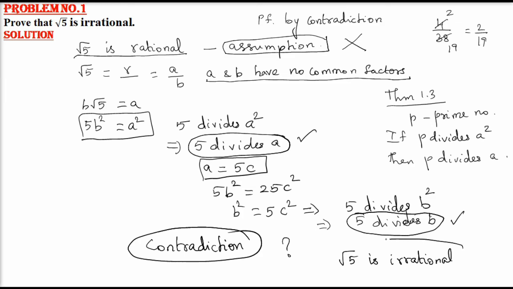So this is how I prove root 5 is irrational in an indirect way, that is, proof by contradiction.